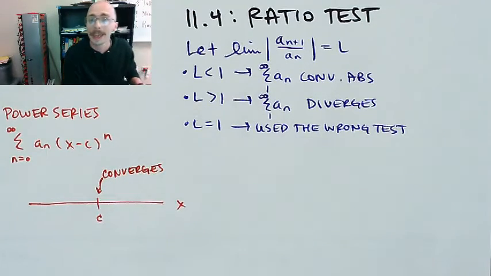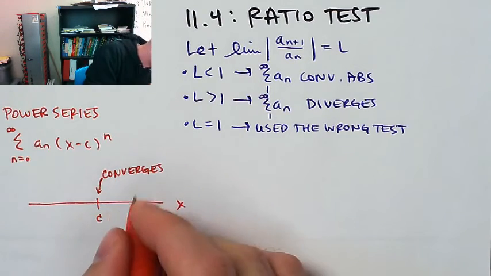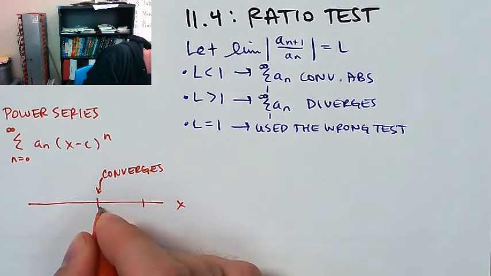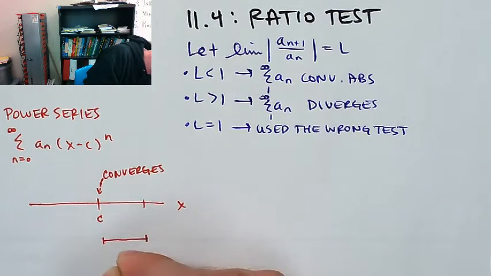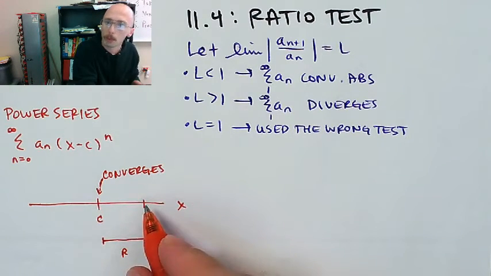Now the radius can be 0, and it can be infinity, but for the most part, most of these that we deal with in AP Calculus have a finite radius, right? And we would call that our radius of convergence, r. Okay? And this would be an endpoint here.